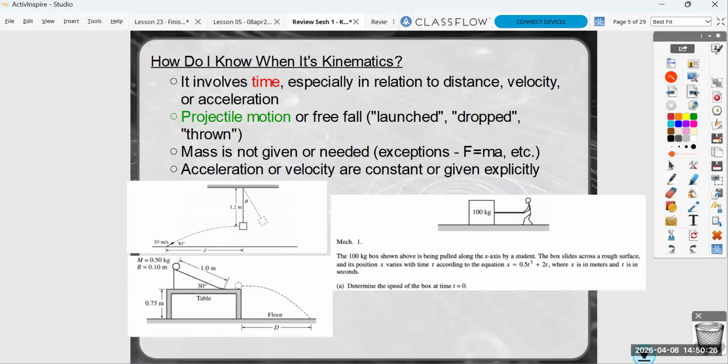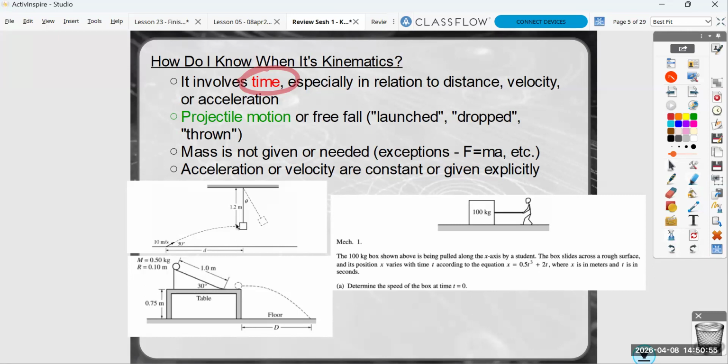How do you know when to do kinematics? The number one clue is that kinematics loves time. It's obsessed with how long things take, right? How long does this take? Where is this going? Especially in relation to distance, velocity, or acceleration. Any kind of projectile motion or free fall, if it's launched or dropped or thrown, is probably kinematics. If they don't give you mass, or the mass is not needed, that's also a clue. Or they give you acceleration or velocity explicitly.